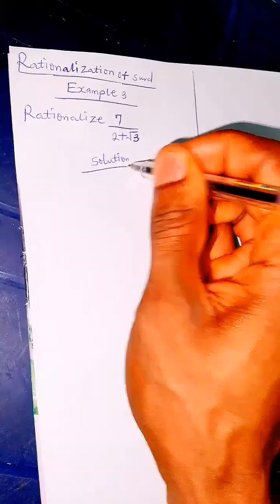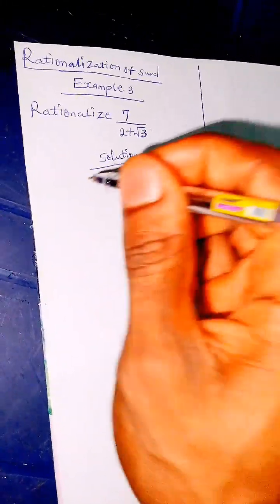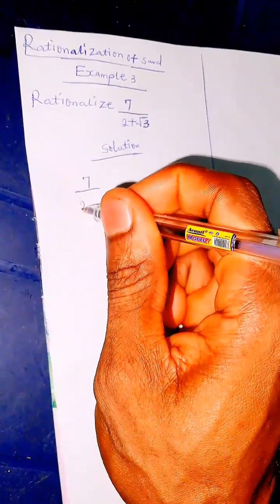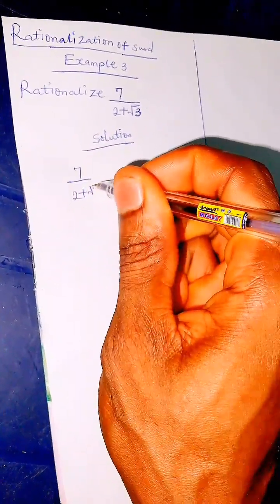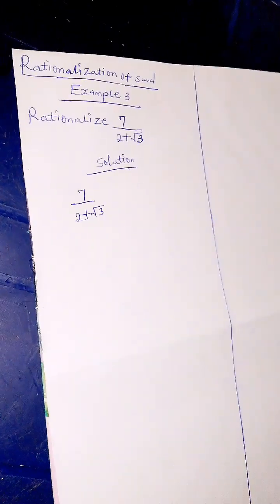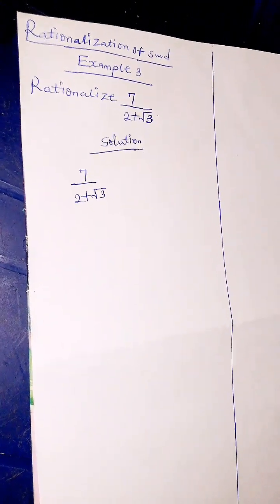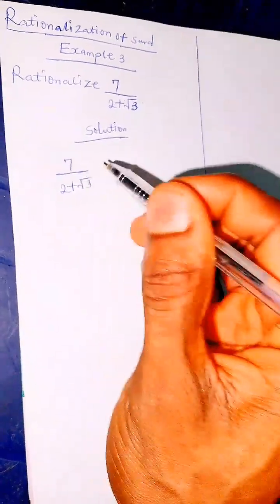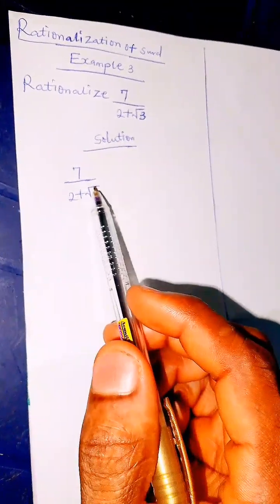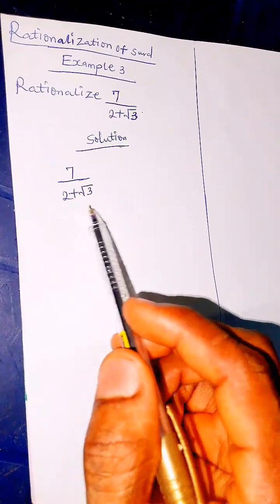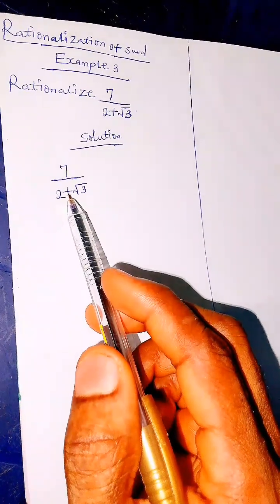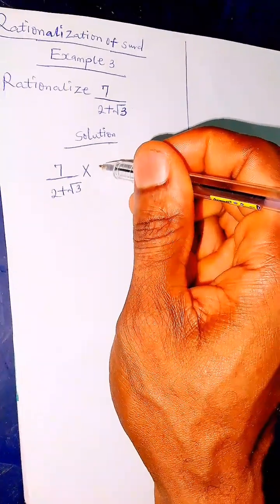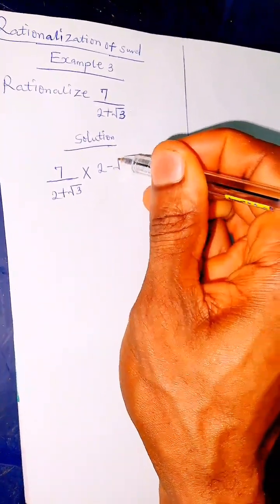Here we are asked to rationalize 7 over 2 plus root 3. To do this is very easy. We are going to multiply by the conjugate of the surd. Like I said in my previous video, this is the conjugate. The denominator is always the conjugate. Since the conjugate is positive, it will not turn to what? Negative. So multiply both the numerator and denominator by the conjugate of the surd.